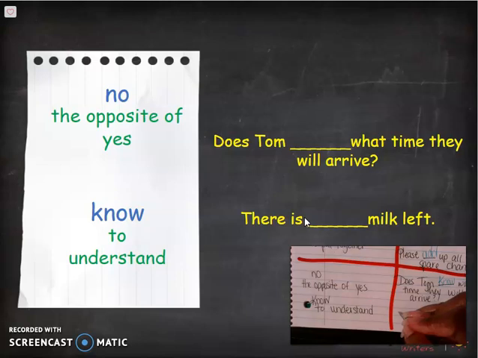The other sentence is there is no milk left. There is none. The absence of something. And here we will go with the opposite of no. Yes, which would be no. There is no milk left.